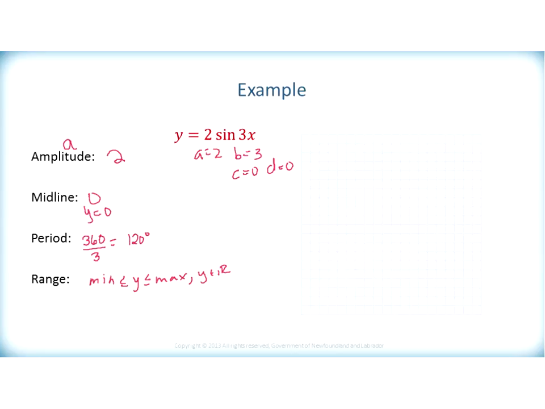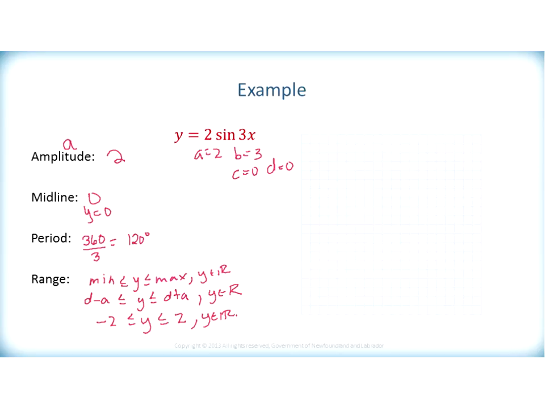And our minimum is going to be d subtract a is less than or equal to y, is less than or equal to d plus a. Y belongs to the set of real numbers. So in this case, d subtract a is negative 2, is less than or equal to y, is less than or equal to 2. And y belongs to the set of real numbers. So now we can see how we could get the range from an equation.